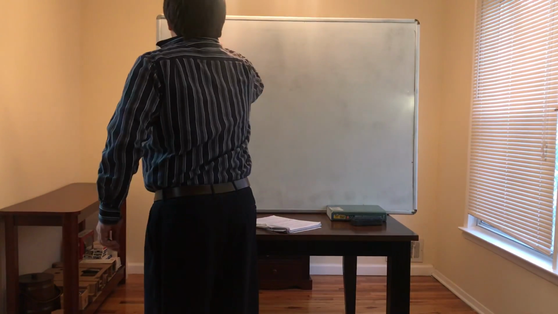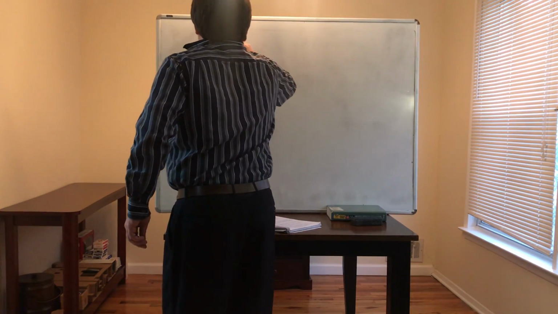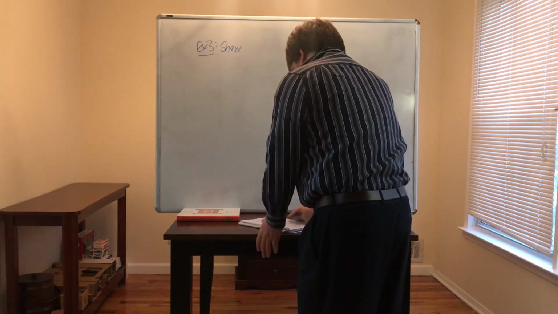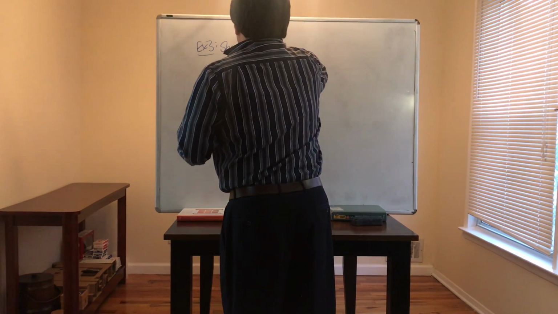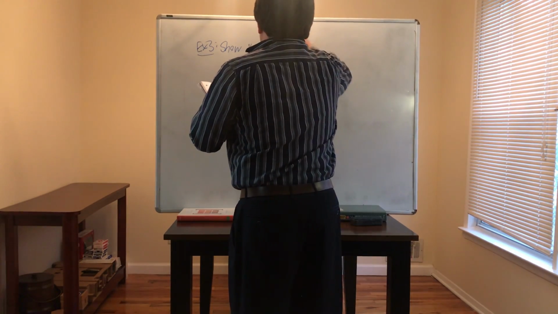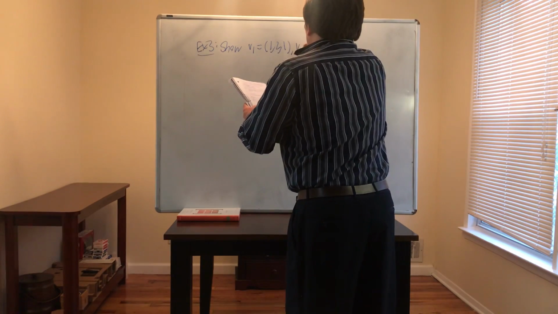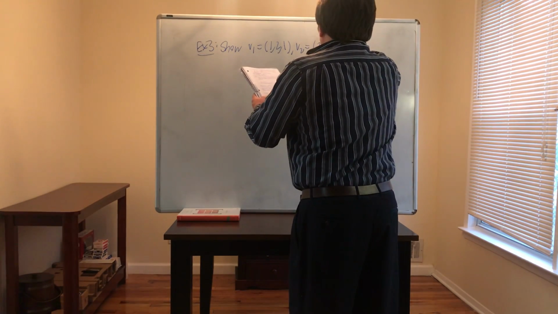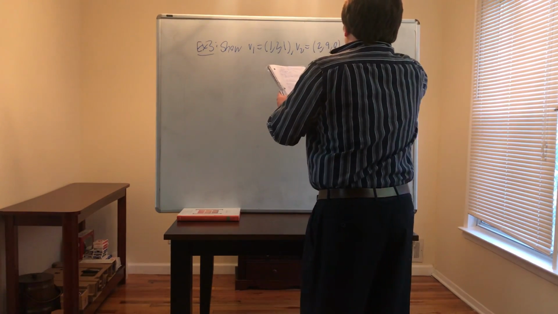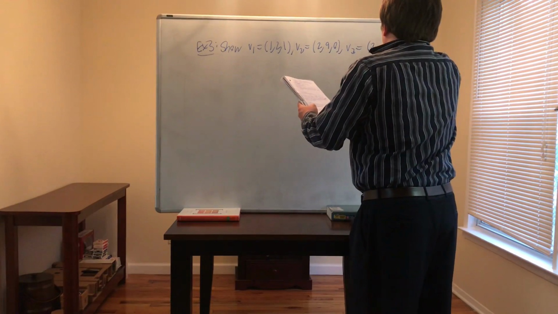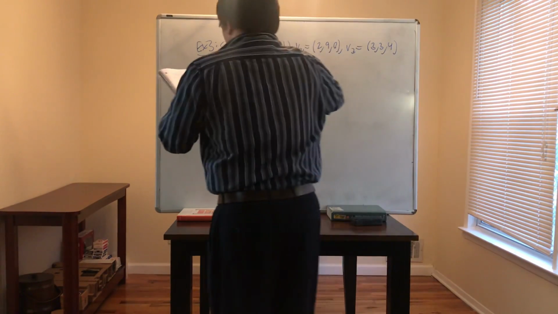So example 3, we want to show V1 is equal to 1, 2, 1, V2 which is equal to 2, 9, 0, and V3 which is equal to 3, 3, 4, form a basis for R3.